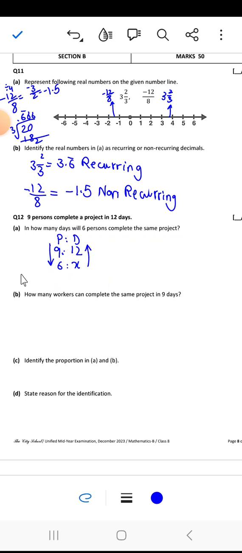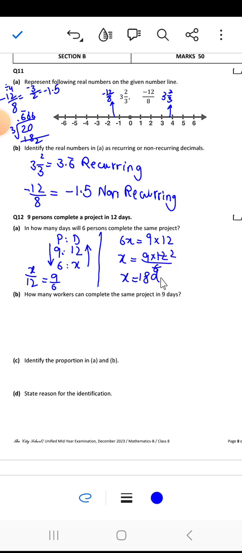Now I need to make the equation. I will write x by 12, following the direction of the arrows, is equal to 9 by 6. If I solve this simple equation, 6x is equal to 9 into 12, and x will be equal to 9 into 12 divided by 6. So this will be cancelled, and x is basically 18. That makes sense because when there were 9 persons, 12 days were required. Now the persons are fewer, so definitely more days will be required.